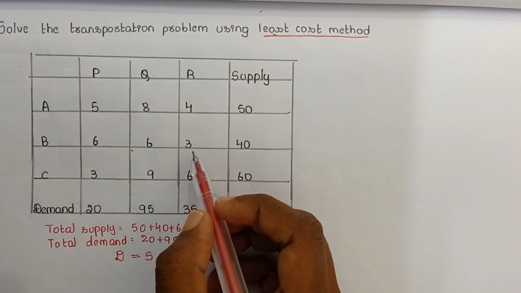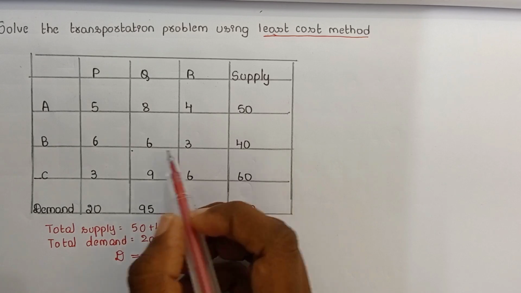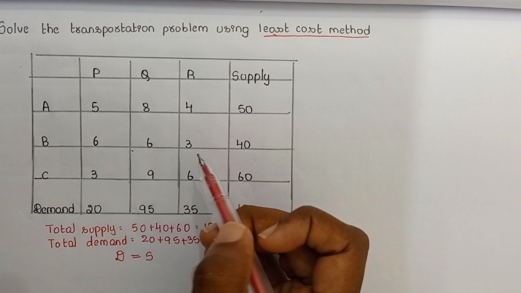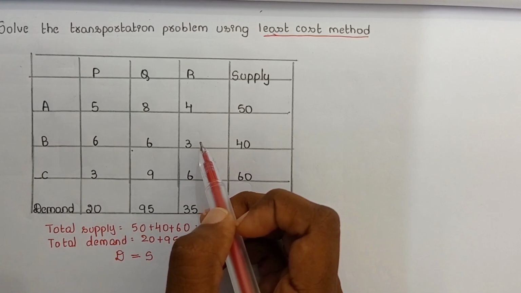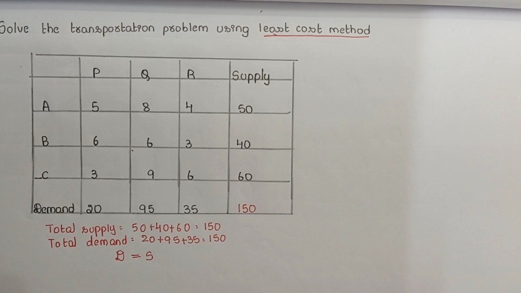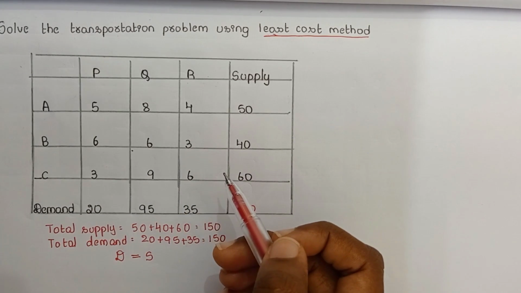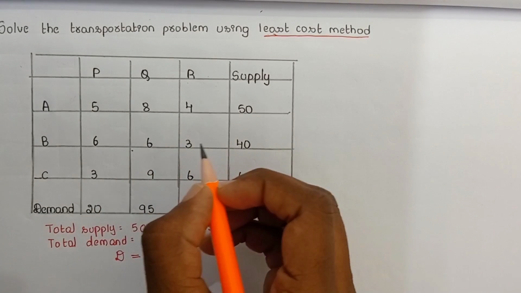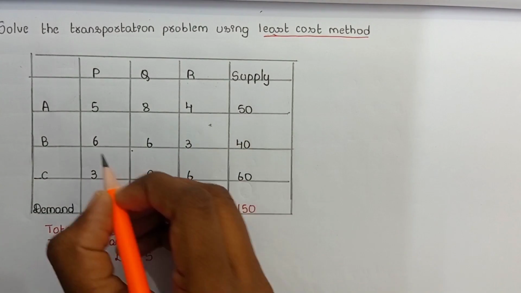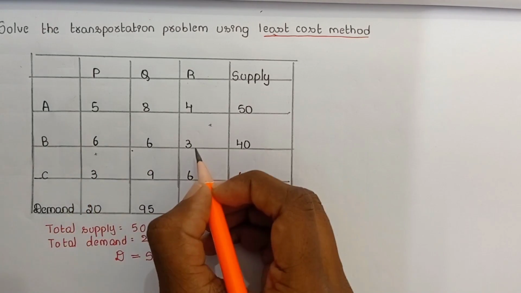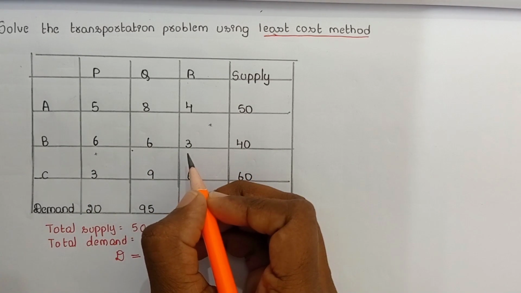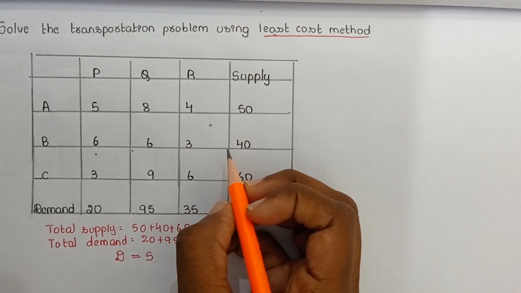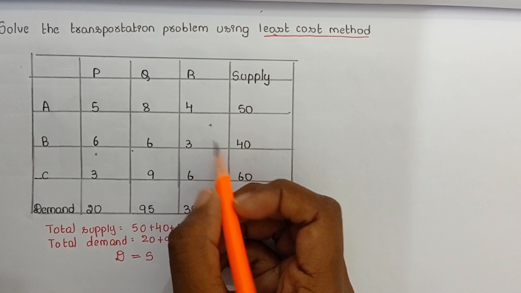But the issue is we have 3 two times. In this row also we have 3, and in this row also we have 3. So now the question will arise whether we have to select this cell for allocation or that cell for allocation. During this time we have to think logically about which cell to select. The least cost inside the matrix is this 3 and also this 3. So we have to select these cells for allocation, but we have a doubt about which cell to start the allocation with. For that, first allocate using a pencil.